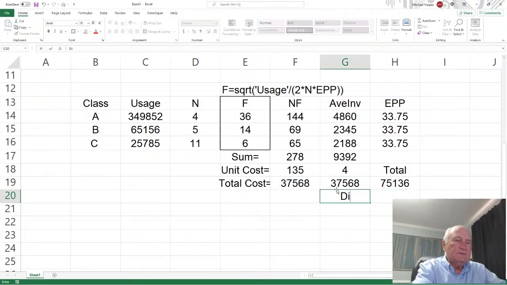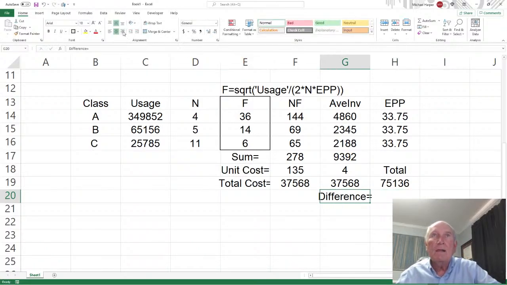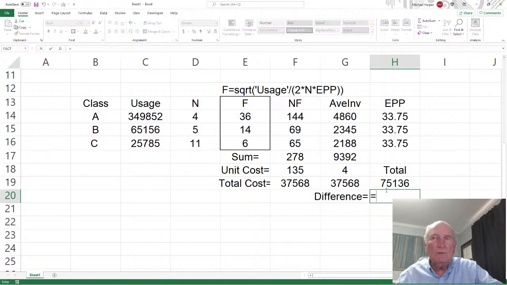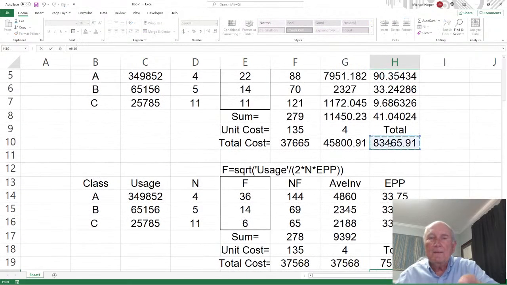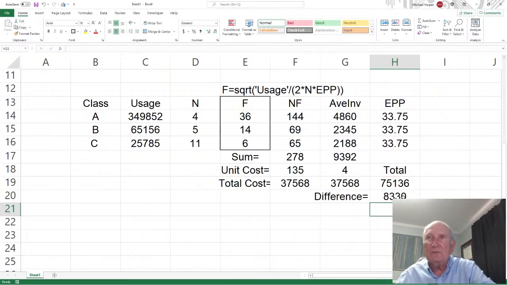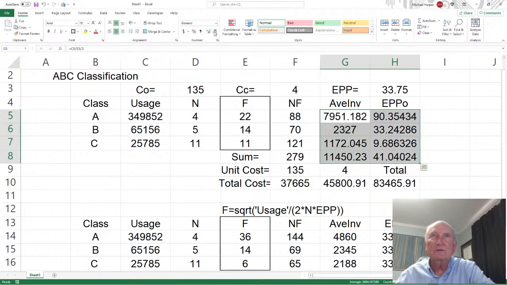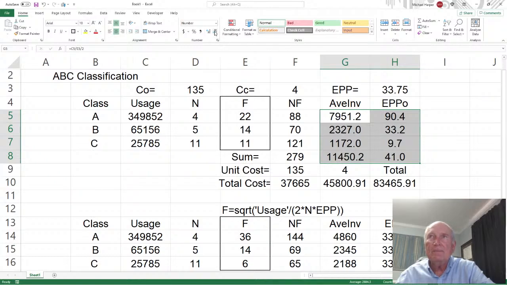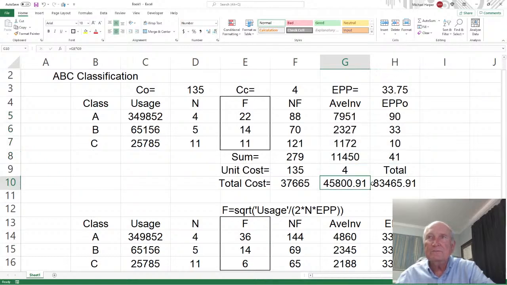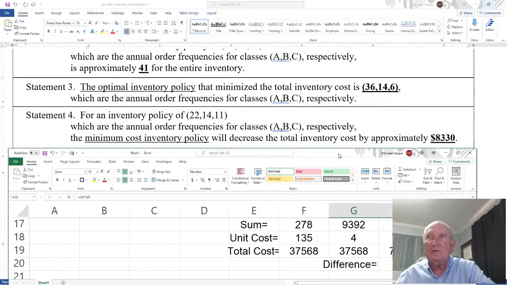Okay, and then I'll say the difference equals, well, this is going to be more, minus this, and the difference is going to be 8330. Okay, and we can reduce these down too. These don't have to be so. Go down to the units place or whole numbers. There we go. So 8330, and sure enough, it's 8330.